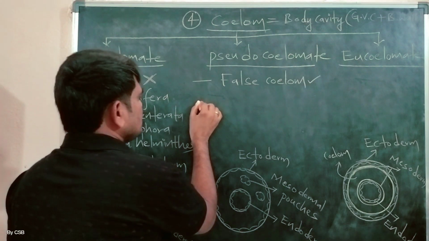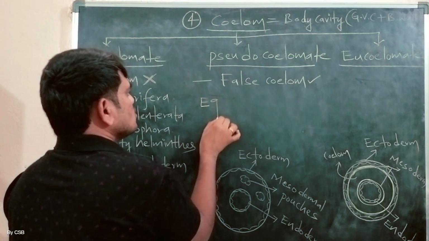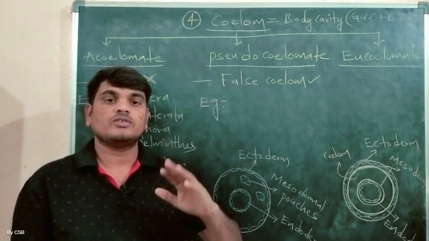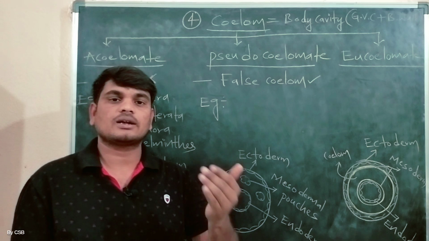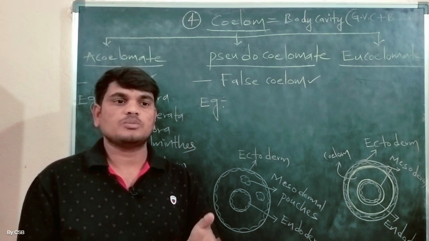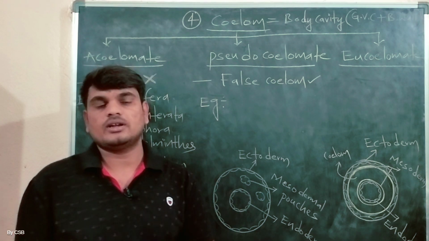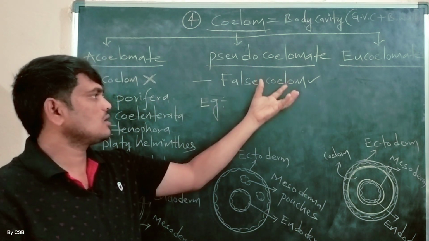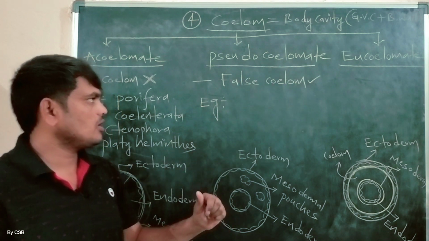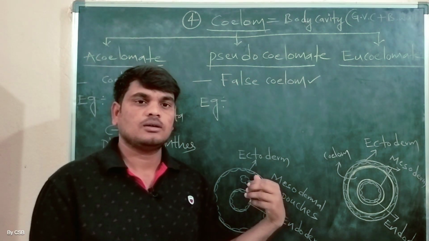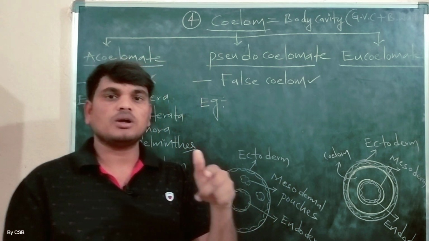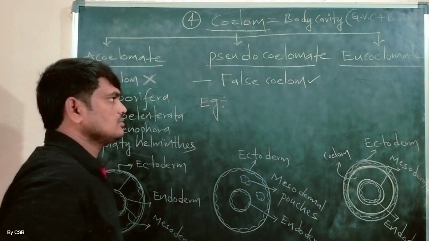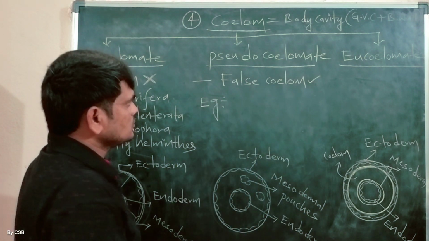False coelom is present means what? In pseudocoelomates, false coelom is present. Nothing but coelom is present which is not visible, which is not clear. We cannot observe a clear body cavity. We cannot observe a clear coelom. It is not a true coelom. False coelom is present. Why? Because body cavity is present, but it is not lined by mesodermal cells. Hence, coelom is present which is not clear.